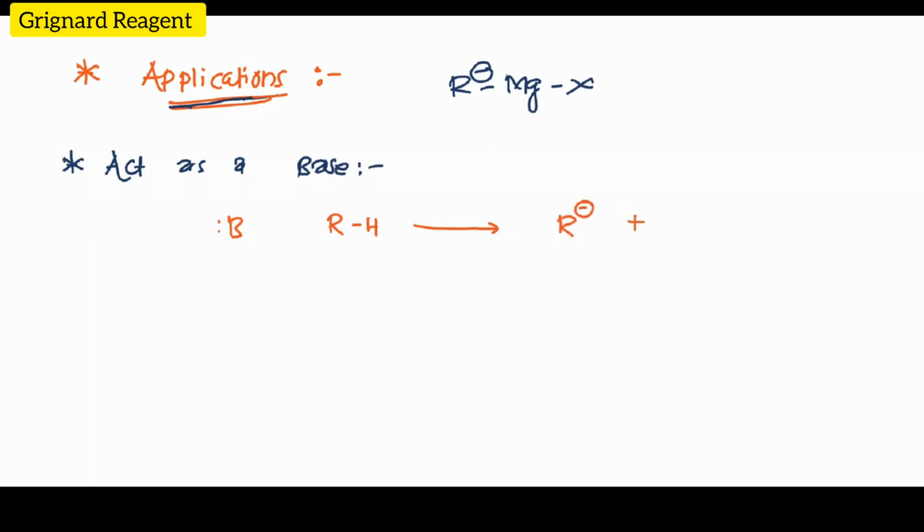So this type of chemistry is generally called an acid-base reaction, where the base takes the deficient proton. This is called the example. This is a deficient hydrogen, and here there must be an electronegative atom. That hydrogen is going to be abstracted by the base, and it will form the R negative ion, and finally BH is going to be developed.